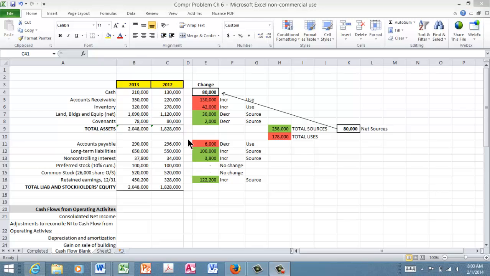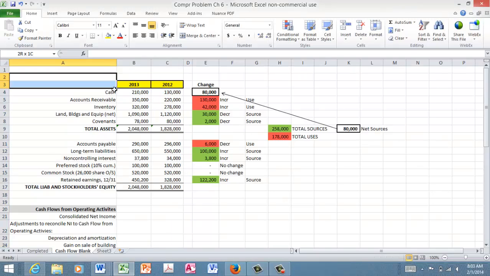This is the end of chapter 6, comprehensive problem. The first thing they want us to do is this cash flow statement. And anytime you do this, the first setup that you do is you will juxtapose, or place side by side for comparison, your balance sheet, and so you'll see your two years here, 2013 and 2012.